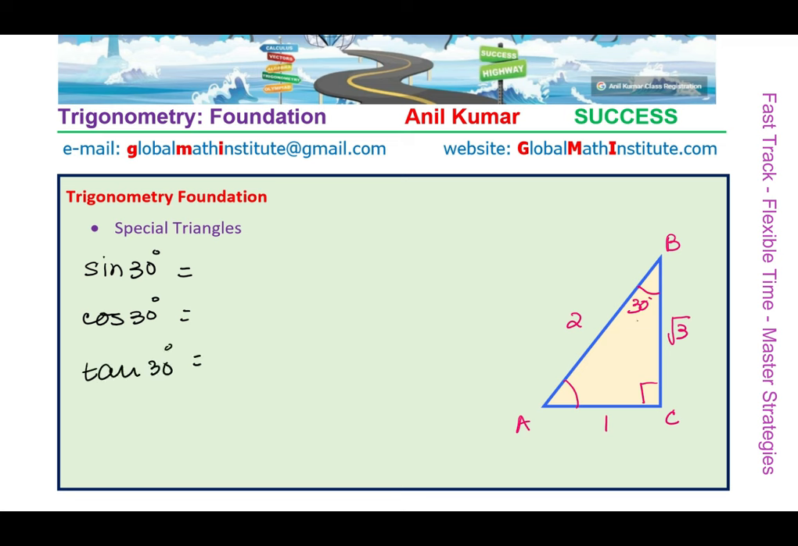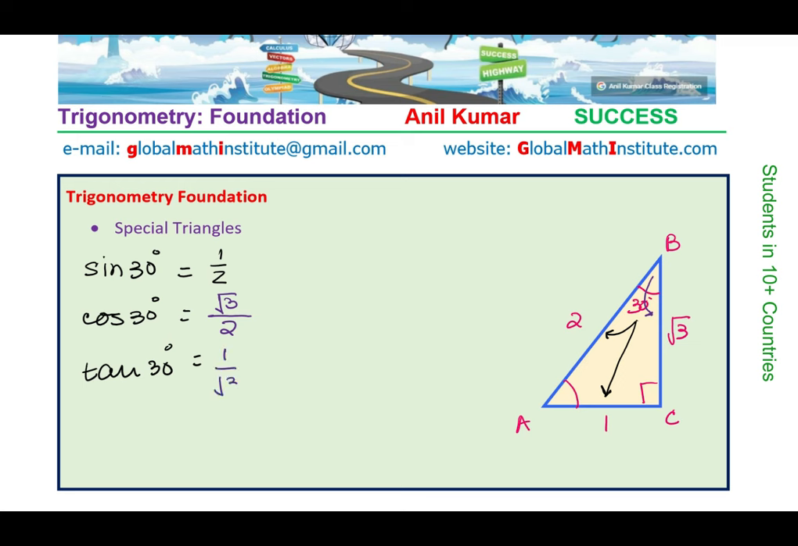Well, sine 30 should be opposite side over hypotenuse, which is half, 1 over 2. Cos will be adjacent, square root 3 over hypotenuse, and tan opposite over adjacent, which is 1 over square root 3. We may rationalize this and rewrite it as square root 3 over 3. That's perfect. So here we get the values for sine, cosine, and tangent.